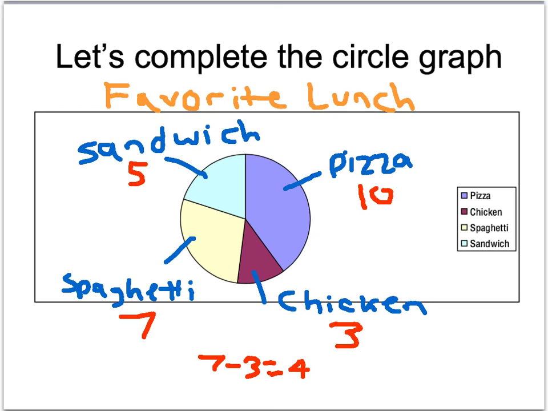There are many different questions that we can use with circle graphs, or with graphs in general. Circle graphs are just another way to represent the data, where this is the whole, and we have sectioned off parts of the whole. 10/25 of the circle is representing that pizza there.